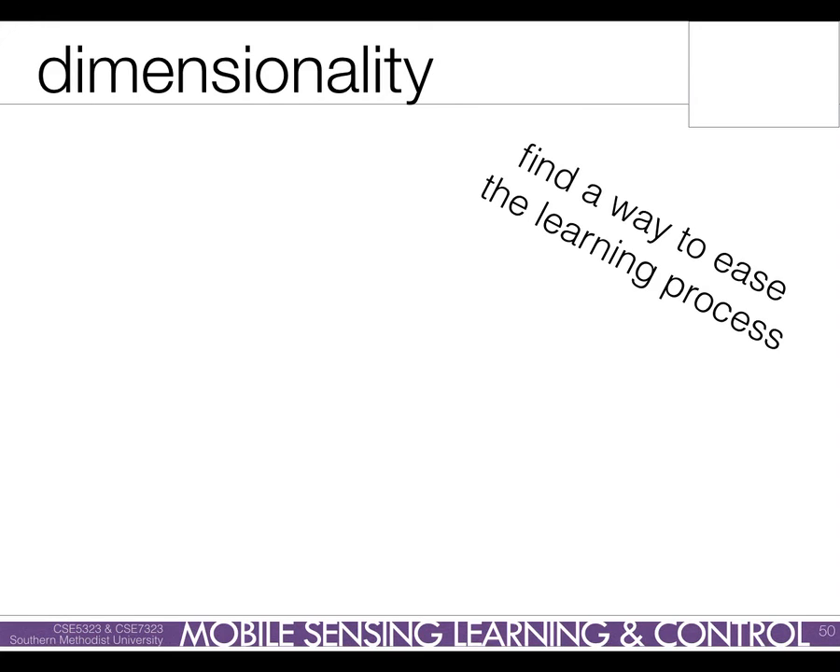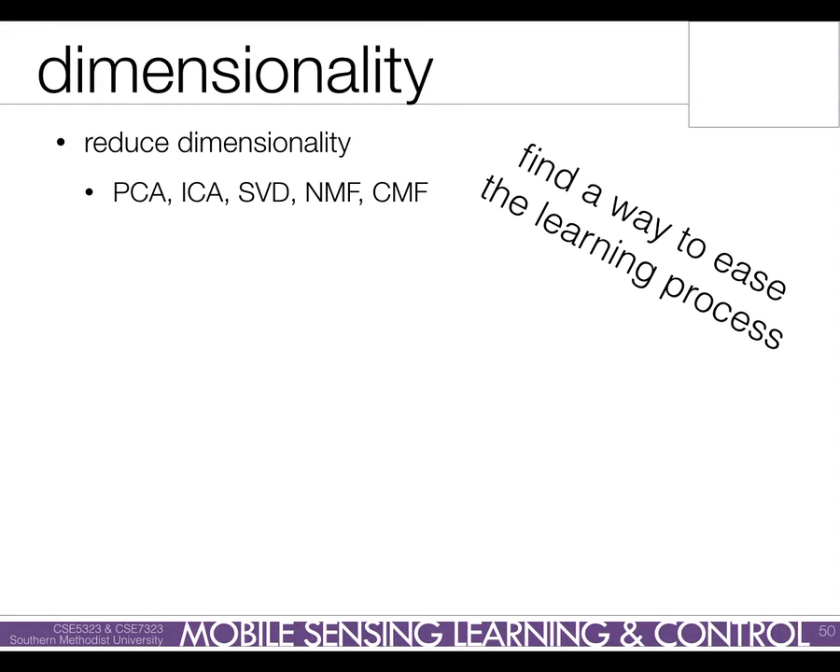So we need to find a way to ease the learning process. Let's say you've got 100 variables and you want to use all 100 variables. What can you do? Can you separate them out and analyze like 3 at a time or something? You could separate them out and look at 3 at a time. You could reduce the dimensionality some way, right? There's lots of ways that you can reduce dimensionality.